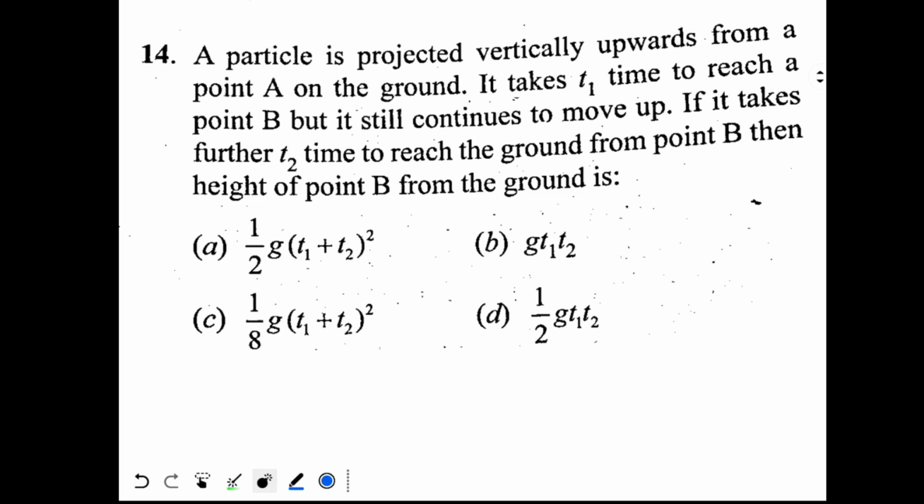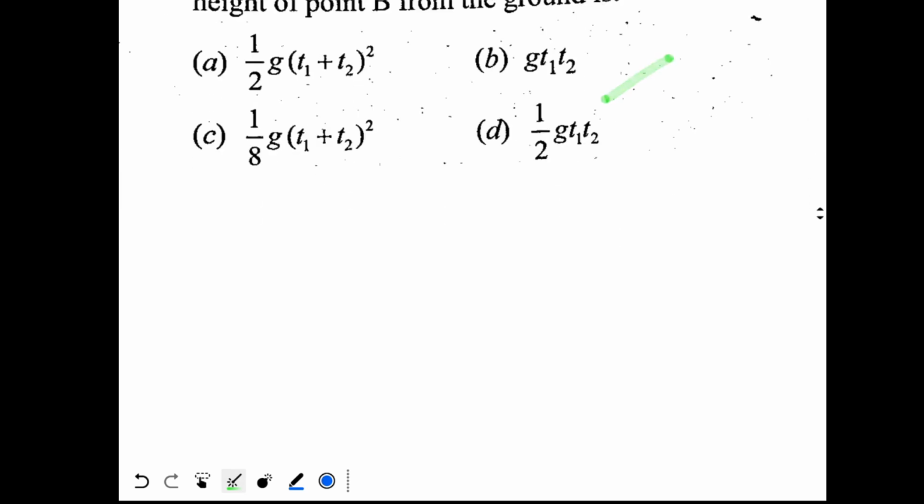Okay, look at this question now. A particle is projected vertically upwards from a point A on the ground. It takes t1 time to reach a point B but still continues to move up. If it takes further t2 time to reach the ground from point B, then the height of point B from the ground is what? Four options are given. We have to check which option is correct.